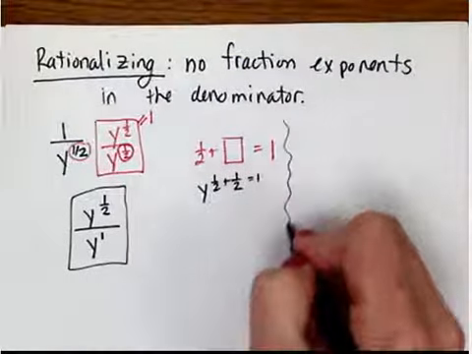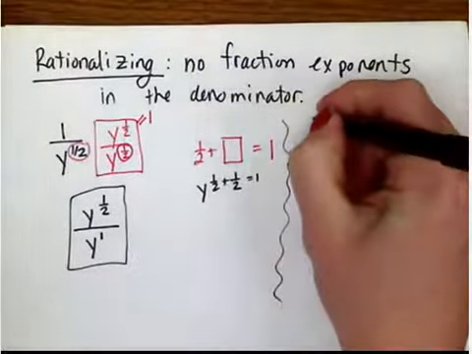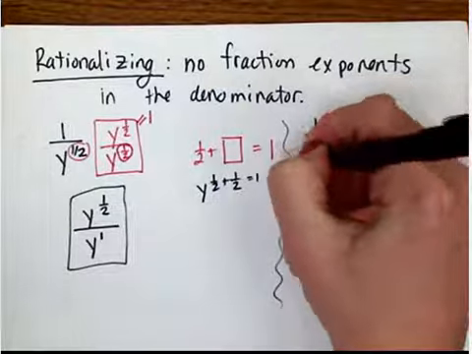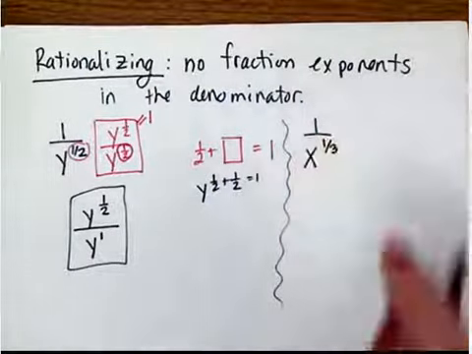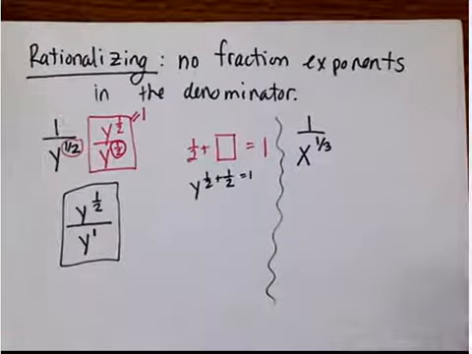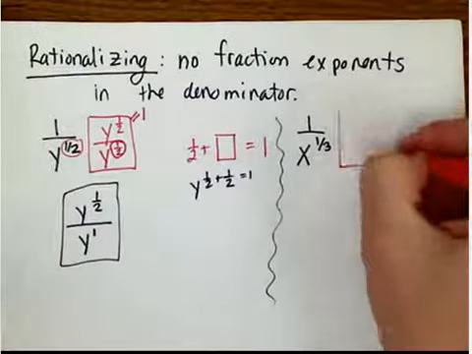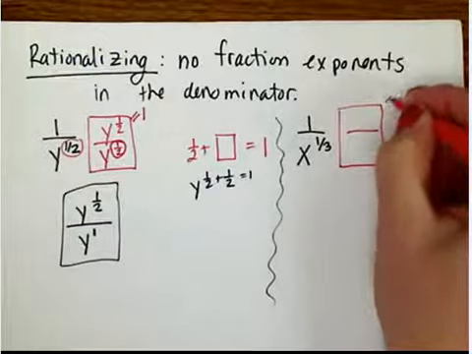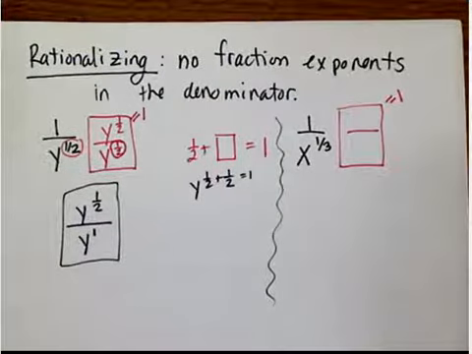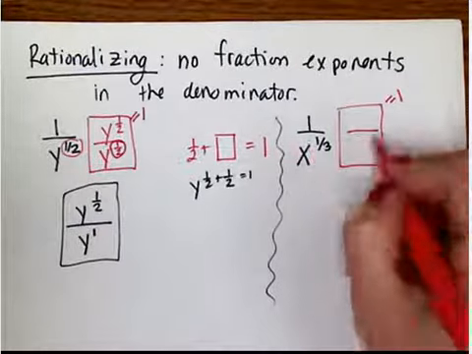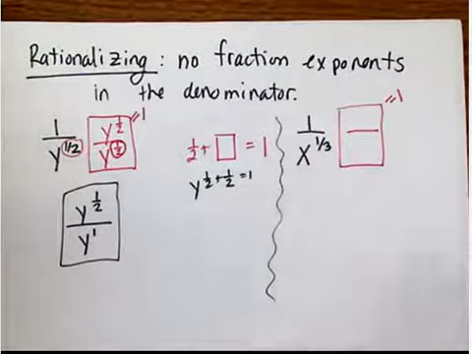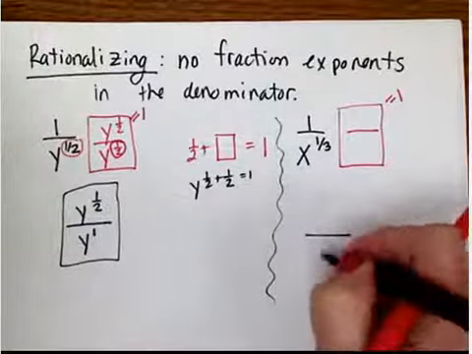Okay, so let's look at a second example. What if I do something like 1 over x to the 1/3? Okay, so I still have to pick a quantity. Now it's going to have to be the same thing on the top and the bottom, so that when I multiply these two things together, I will result in a 1 exponent.